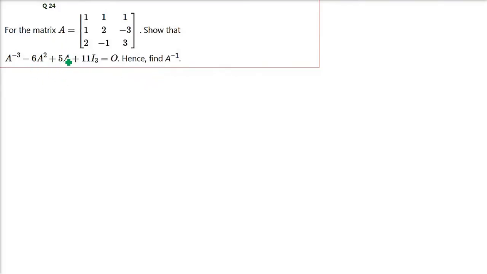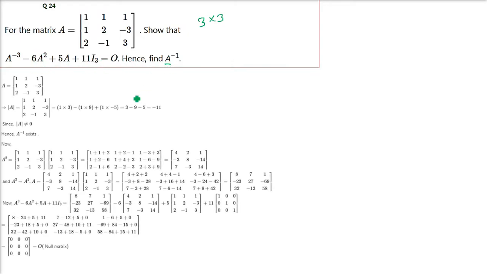So this is a kind of a different question. This is a 3 by 3 matrix. So we'll try to find out how to solve this. The steps will remain the same. It's not A raised to minus 3, it is A raised to 3.